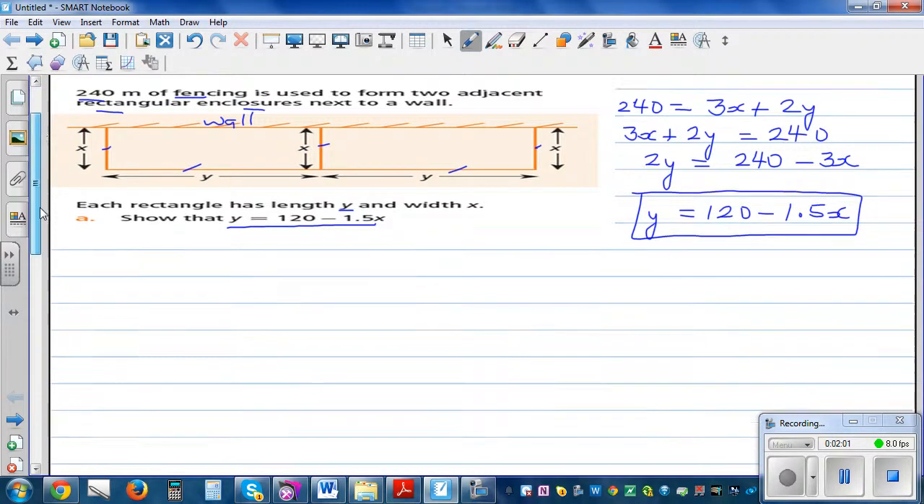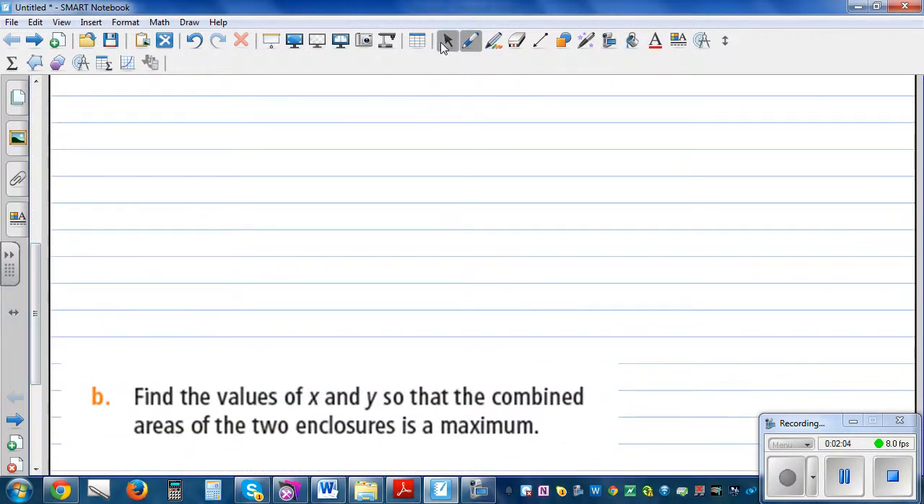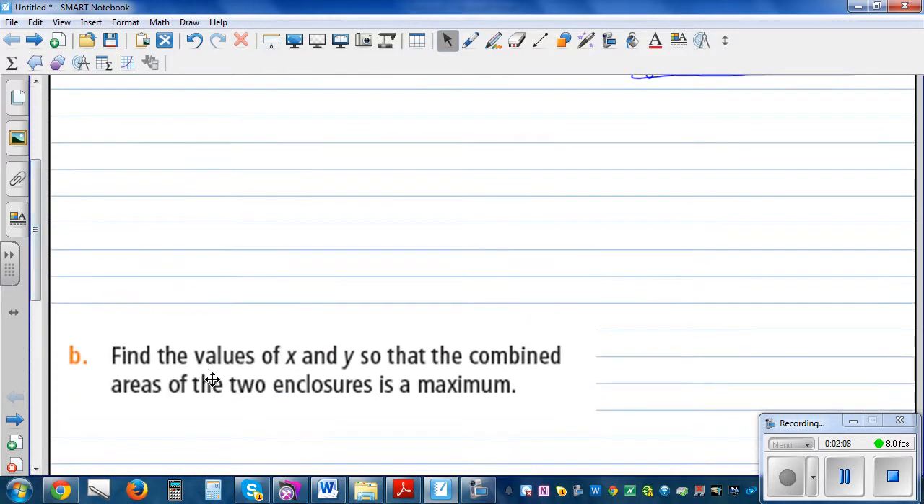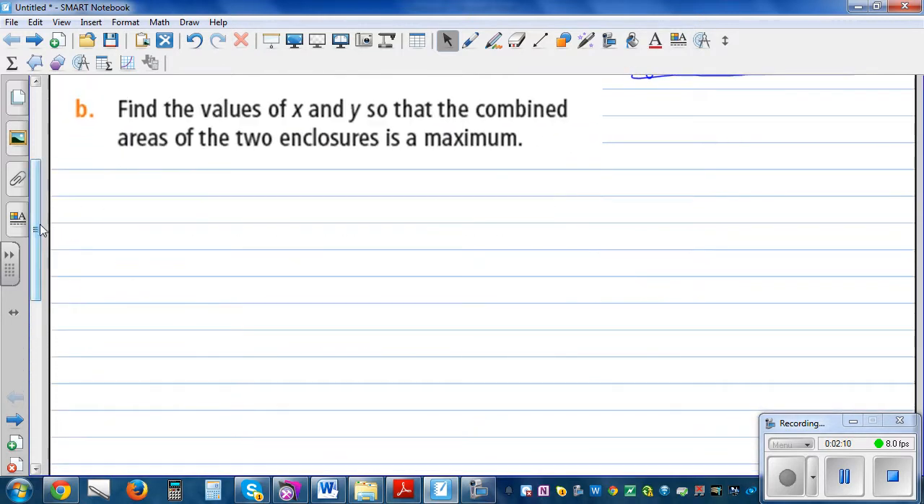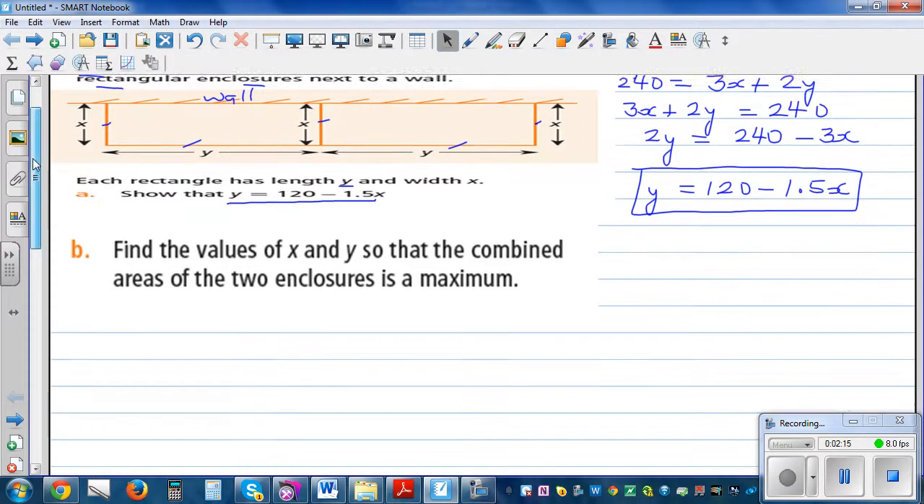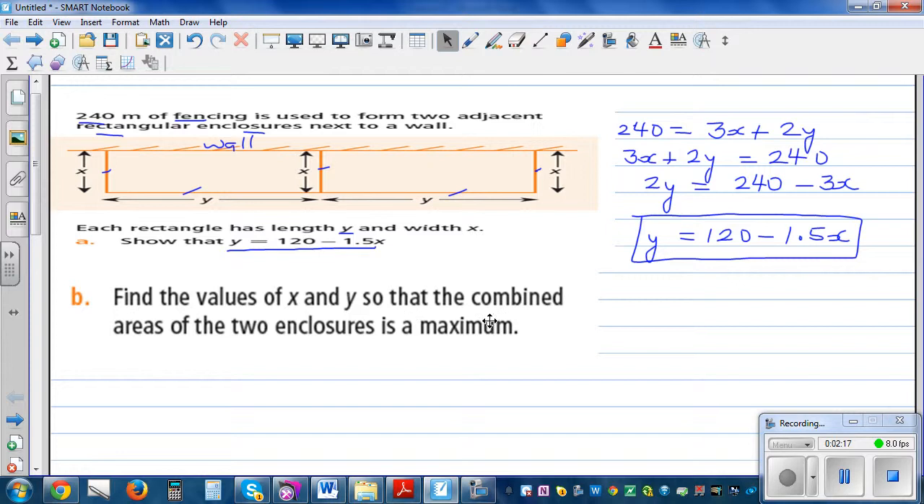Let me bring the second part up. This is the real problem of optimization. I want you to read it. If you can pause it, you can pause it. The question is, now find the values of X and Y so that the combined area of the two enclosures is a maximum. So you want to maximize area with a restriction. The restriction is that you have a limited, or fixed, amount of fencing wire.